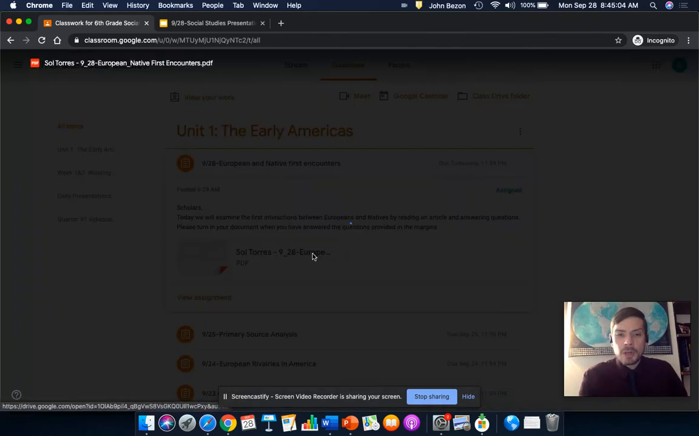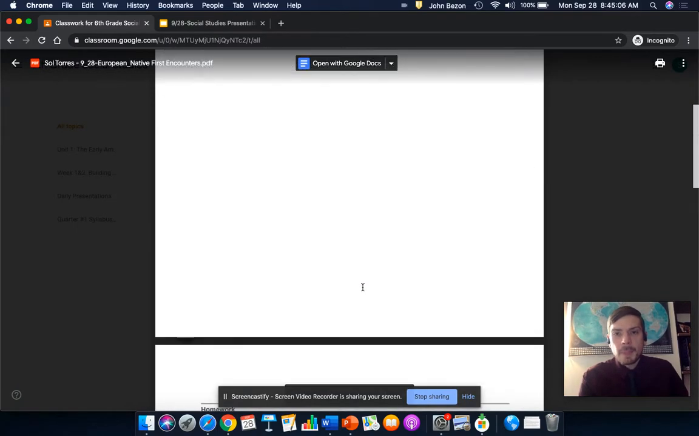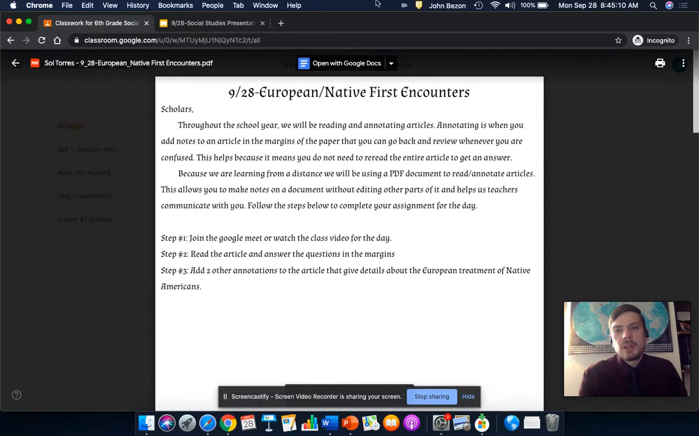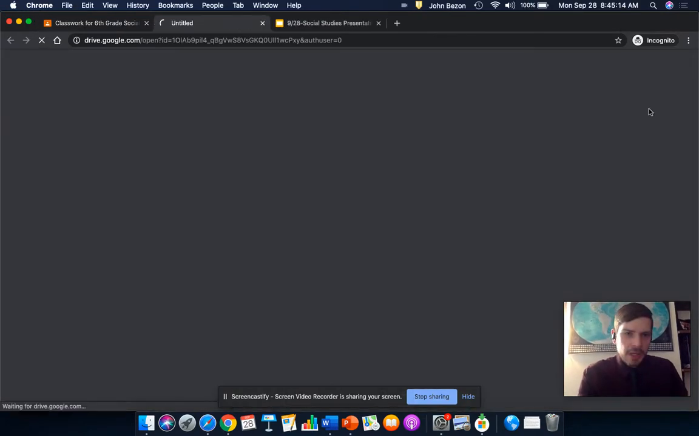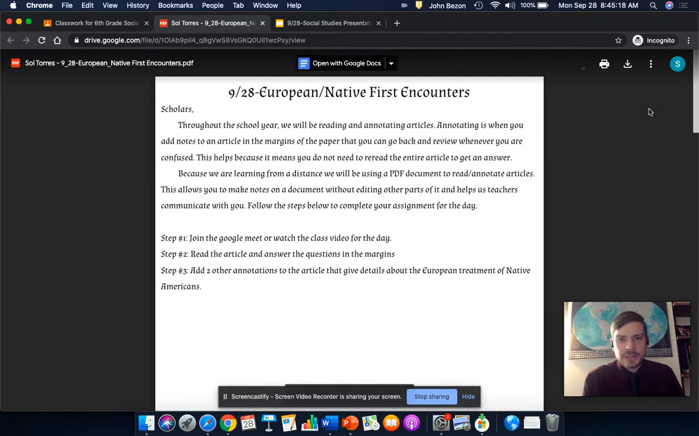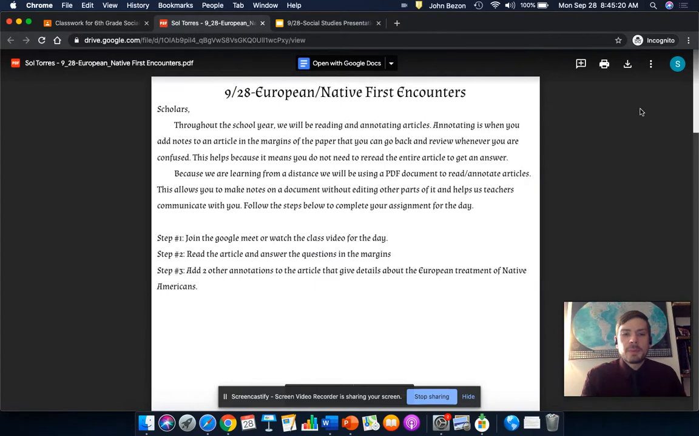So when you open up this document, right off the bat you're going to notice you don't see questions in the margins, right? Make sure you click on these three dots to the top right, open in a new window. If you don't open it in a new window, you won't have questions in the margins. Now that I've opened in the new window, let me explain.